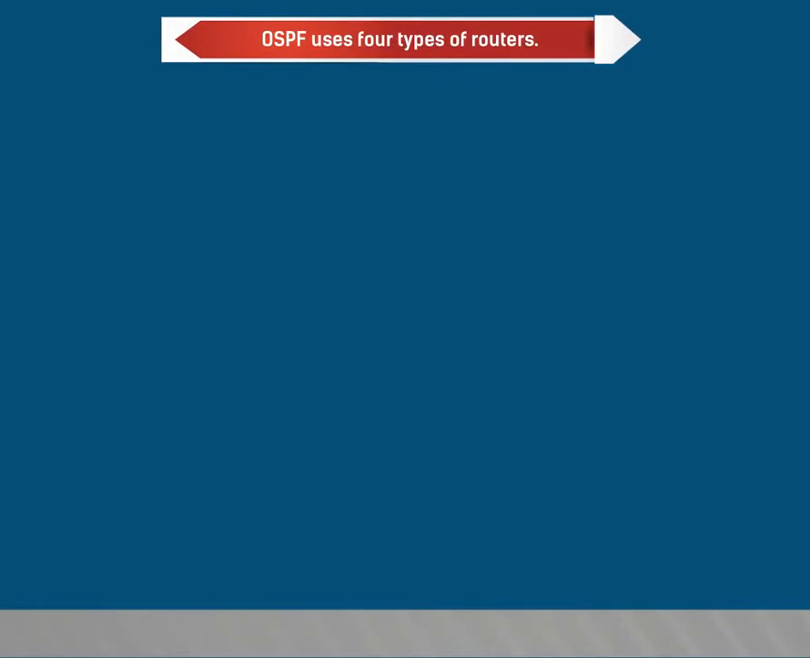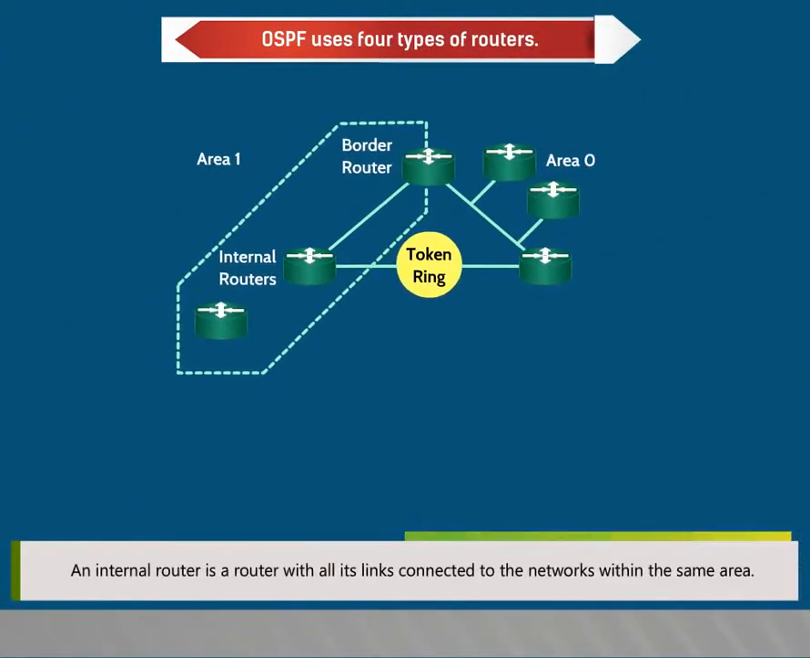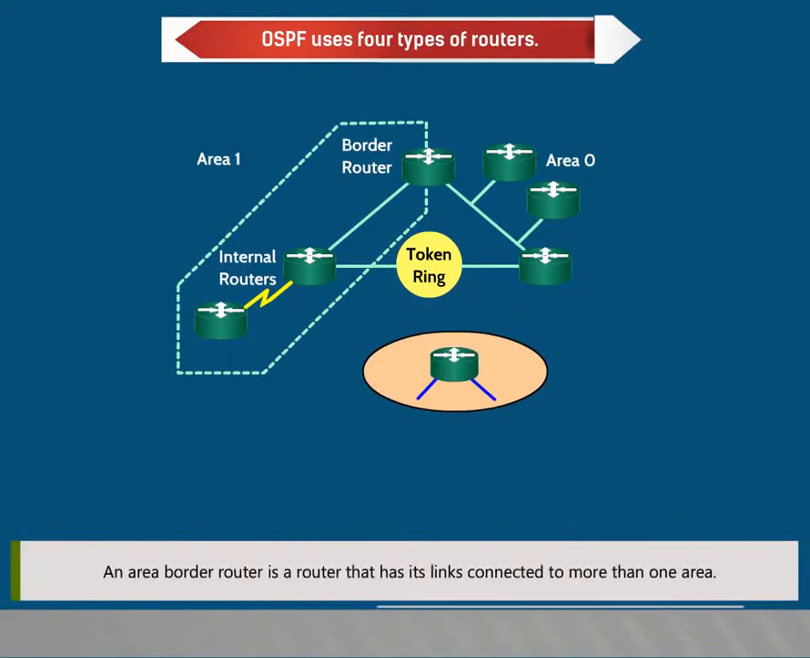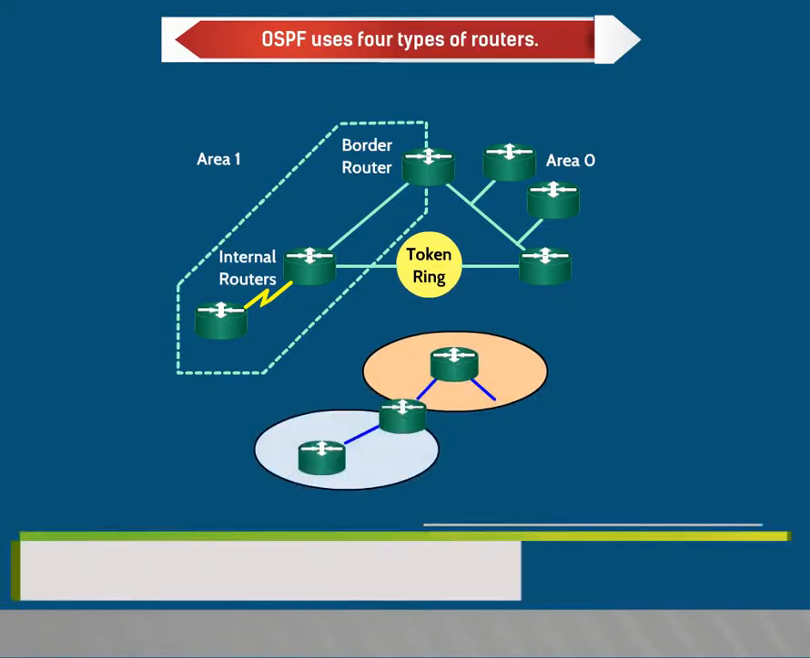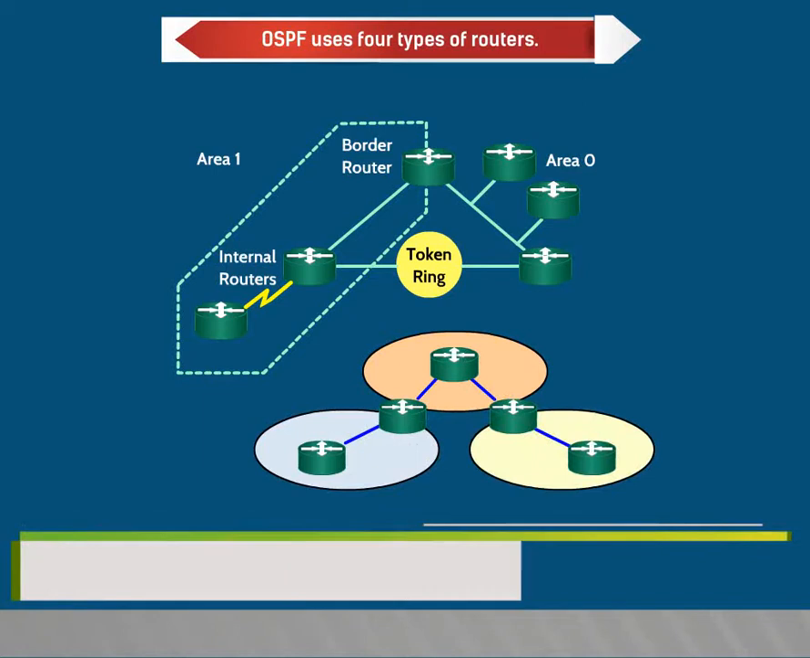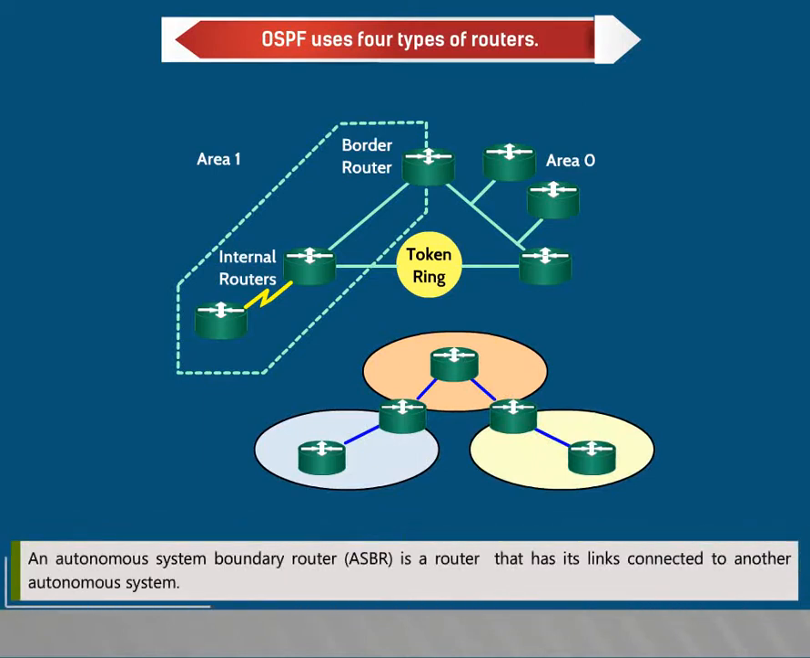OSPF uses 4 types of routers. An internal router is a router with all its links connected to the networks within the same area. An area border router is a router that has its links connected to more than one area. A backbone router is a router that has its links connected to the backbone. An autonomous system boundary router, that is ASBR, is a router that has its links connected to another autonomous system.